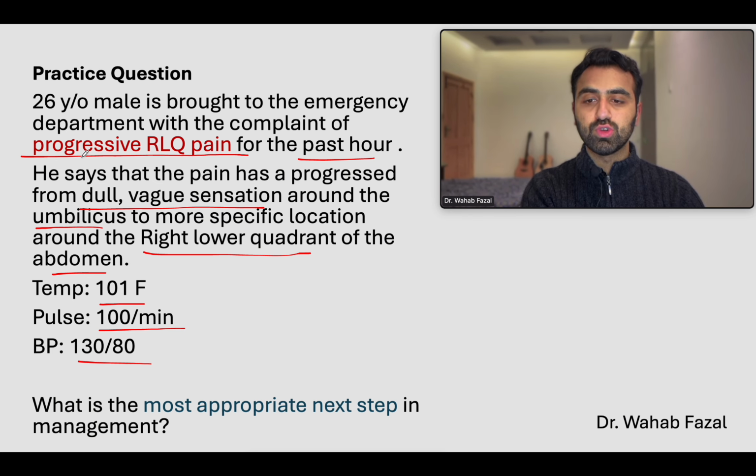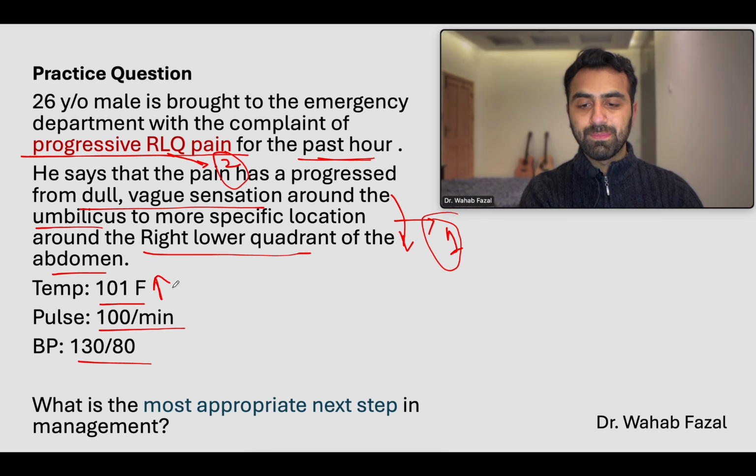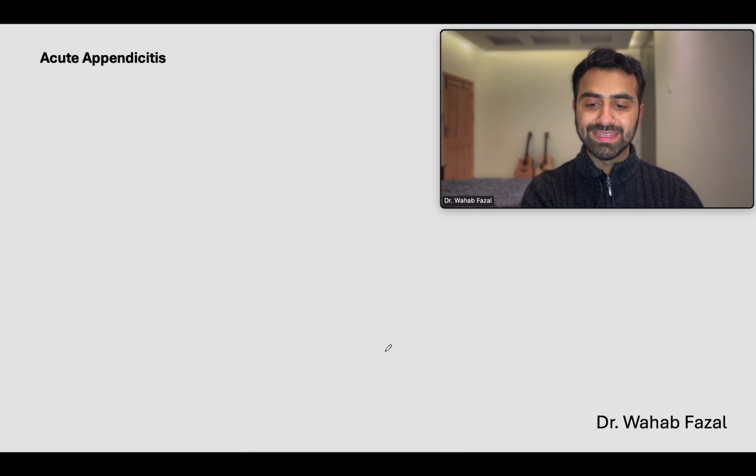So let's talk about the most important things. We have progressive right lower quadrant pain happening for the past hour, and then we have the migration of pain. So that's very specific for appendicitis, and we also have fever. So even if we just apply the Alvarado score off the top of our head, progressive right lower quadrant pain gets 2 points, the migration of pain gets 1 point, and then the patient also has fever, so this also gets 1 point. So this is 4 or higher than 4. The patient should get a CT.